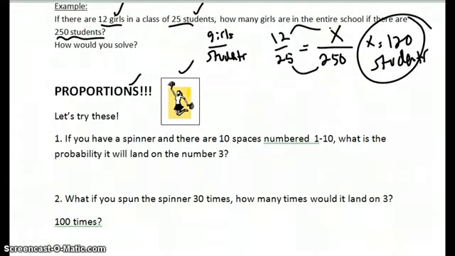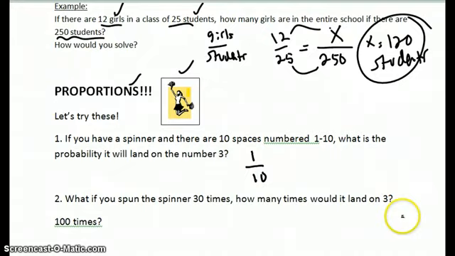If you have a spinner like the one that Tommy came up and spun earlier, and there's 10 spaces numbered 1 through 10, what is the probability that it would land on the number 3? So the probability would be what? 1 out of 10, yep.